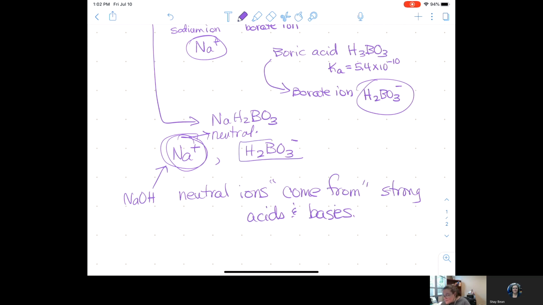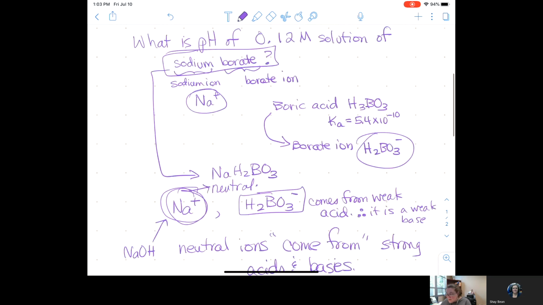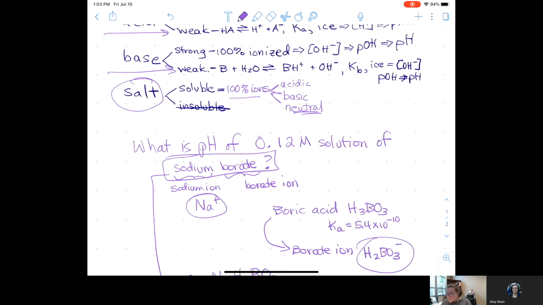But the borate ion does not come from a strong acid. It comes from a weak acid. And we learned back in the first module for acids and bases, if something comes from a weak acid, or if it's the conjugate of a weak acid, therefore it is a weak base. So I have dissolved this salt in water, and I have produced a weakly basic ion, a basic ion. I have taken my soluble salt, I have split it up 100% into ions, and I have labeled the two ions. One of them is neutral and one of them is basic. And if I have a basic ion, it will be a weak base.